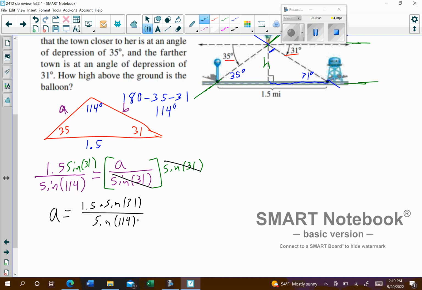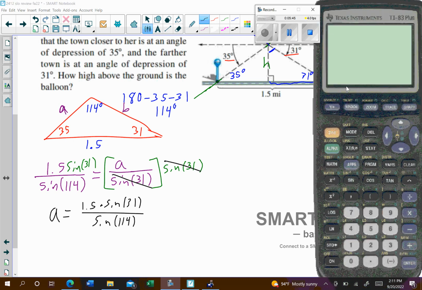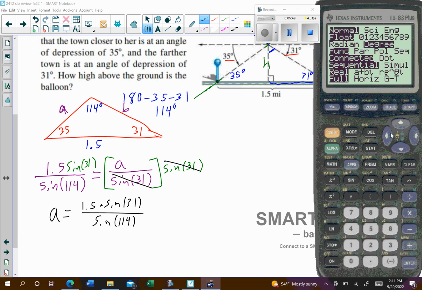114. And let me grab my calculator real quick. So here's my calculator. One thing you will want to check is make sure that you're on degrees, which I'm on degrees. If your calculator's on radians, and you have to be careful, even if you're using a cell phone, you will need to check and figure out what you're in. Radians or degrees. We're dealing with degrees, so I'm good.